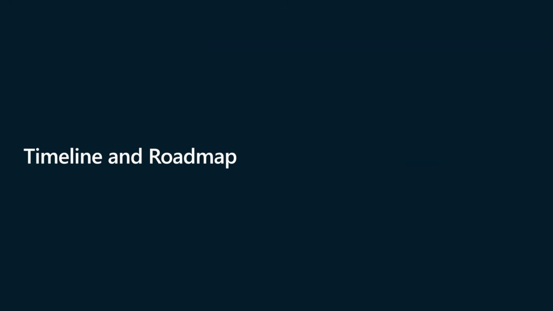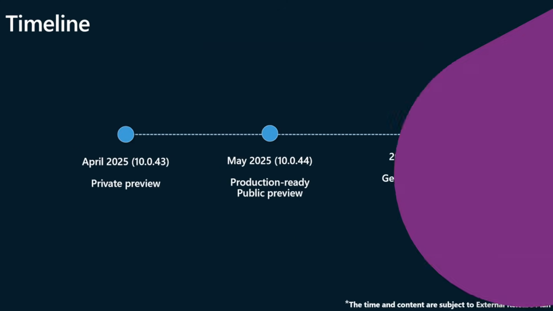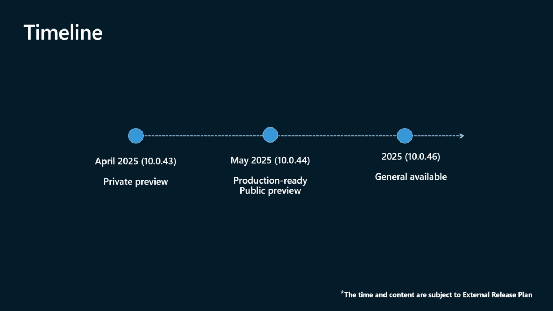Yeah, so as far as timeline and roadmap, a little bit of history here. With the 10.0.43 release, we released a small private preview build. We're not taking any additional customers in that private preview, and we've closed that particular preview window as we moved into 10.0.44. In 10.0.44, we're in what's called production-ready public preview. That differs from public preview in other cases in the sense that you can use this in a production environment, where a typical public preview you cannot use in production environments.